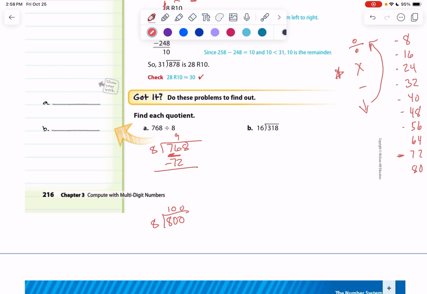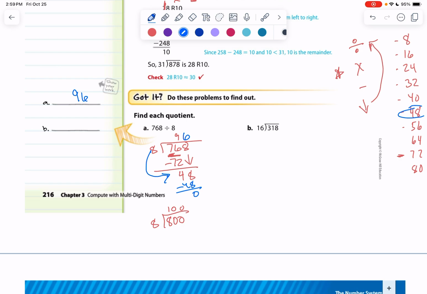Okay? So 6 take away 2 is 4. Bring down the 8. Now we are thinking about how many groups of 8 we can make out of 48 things. That happens to go in evenly. So 8 times 6 is 48. Okay? 6 times 8 is 48. Subtract, 0. We have nothing else to bring down. So 768 divided by 8 is 96.